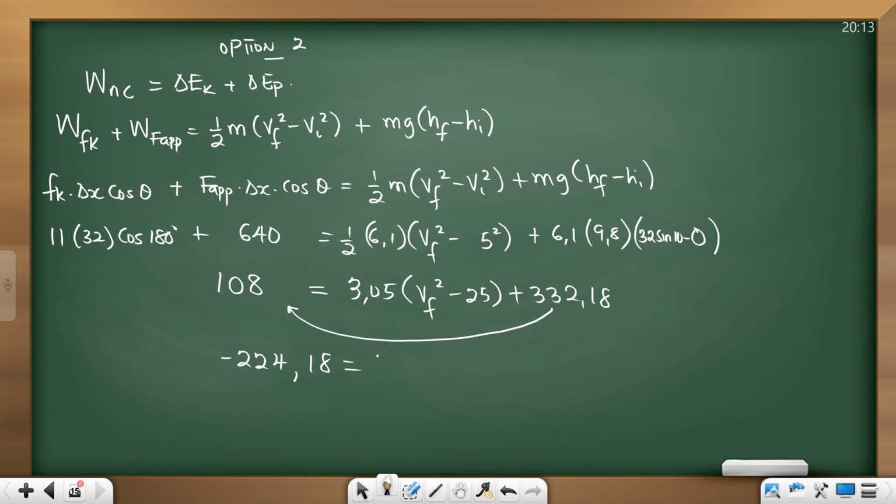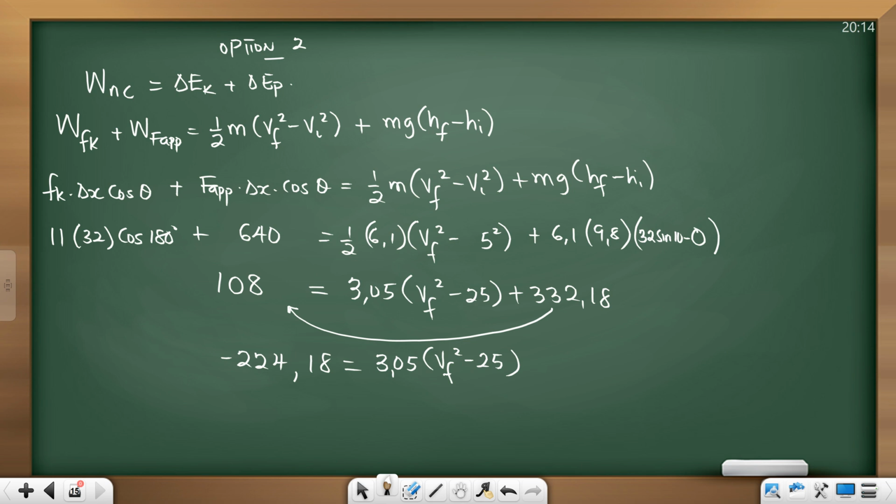Are you guys sure? These answers are looking very different from what we got. Divide both sides by 305. These answers are looking very different. Negative 73.5. Our answers are not correct. We've done something wrong somewhere. It's either this one is wrong or that one is wrong. Can we please fix it? We're not going anywhere. Can we do this correctly?